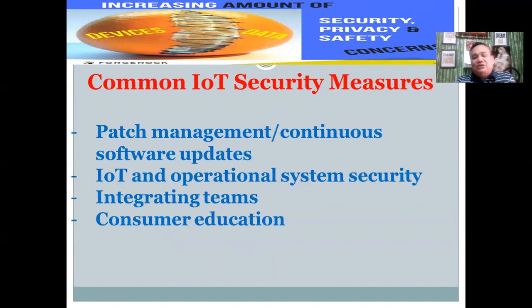Patch management, continuous software updates. Providing means of updating devices and software either over network connections or through automation is critical. Having a coordinated disclosure of vulnerabilities is also important to updating devices as soon as possible. Consider end-of-life strategies as well.